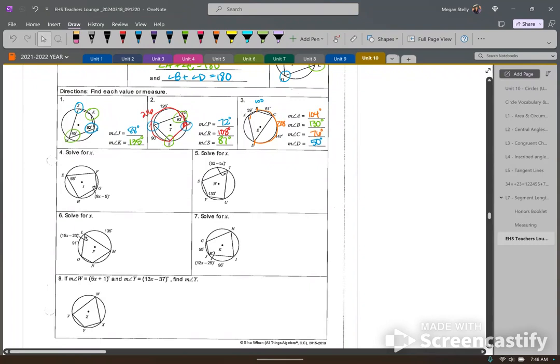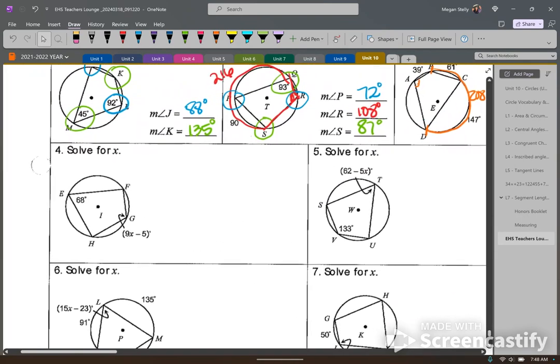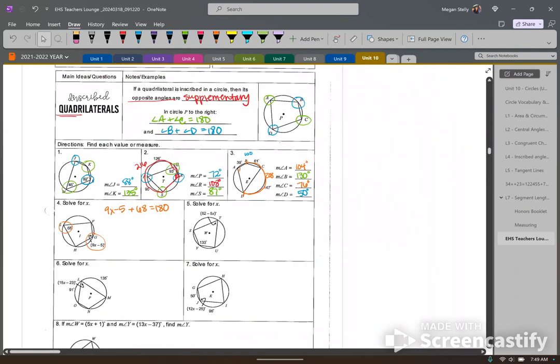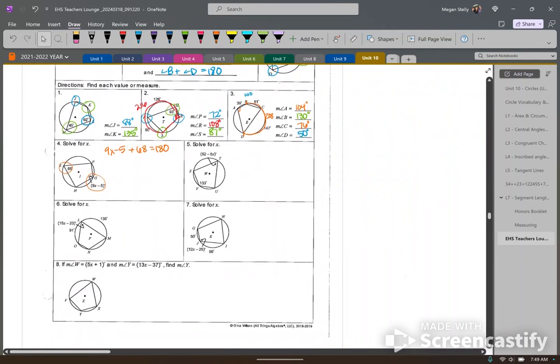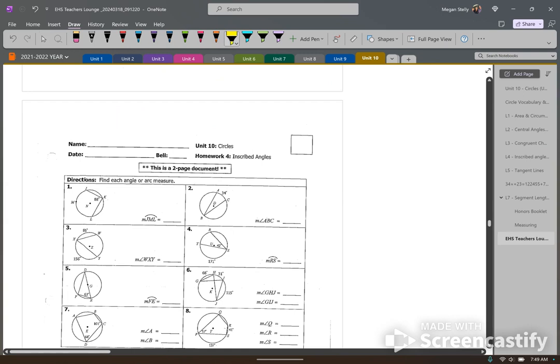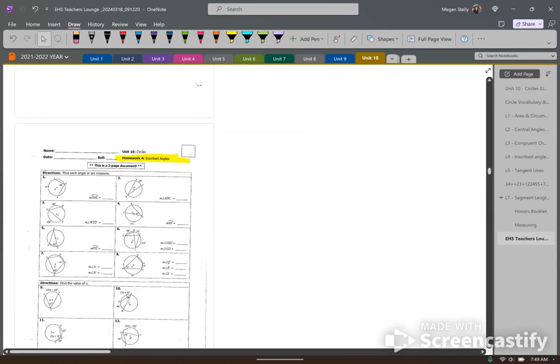So using what you know about inscribed angles and now that opposite angles are supplementary, solve your equations for x. Number 4, opposite angles are supplementary, so I'll set you up. 9x minus 5 plus 68 equals 180, and we would solve for x. So I believe now you can finish the rest of this page. And the next page is, in fact, your homework on inscribed angles. Yes, we are doing the front and back side, checking it tomorrow.